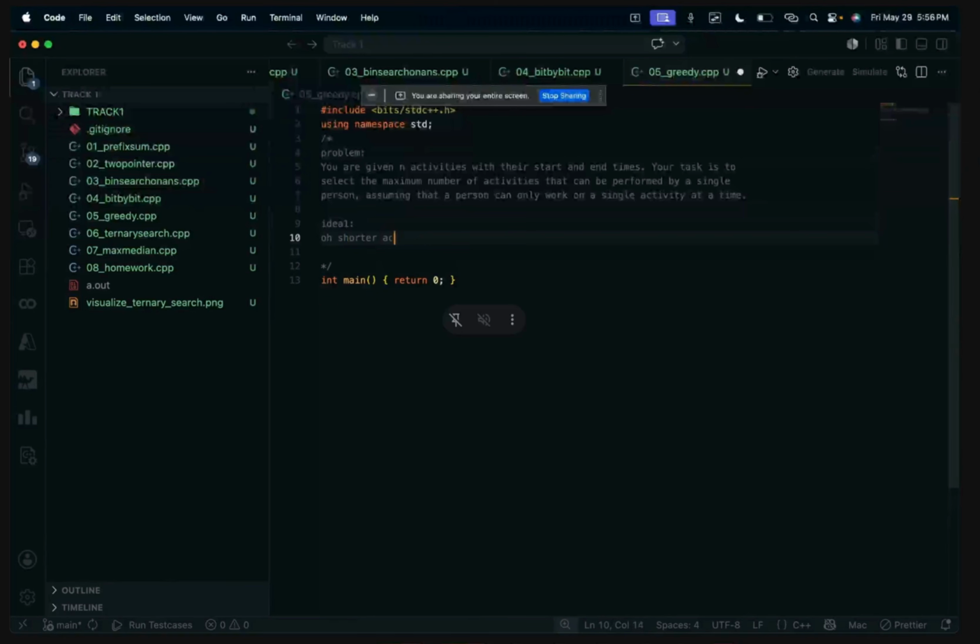The first idea that you might think of would be, shorter activity is always better, because you can fit many more activities than you would if you had only longer activities. While this might make some sense, it is easy to find counter examples to this.